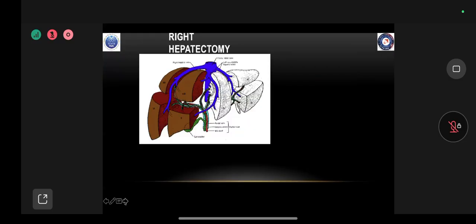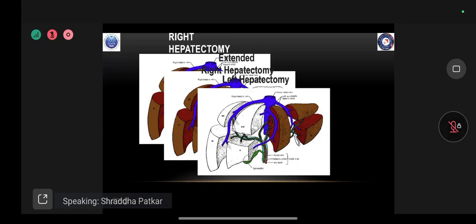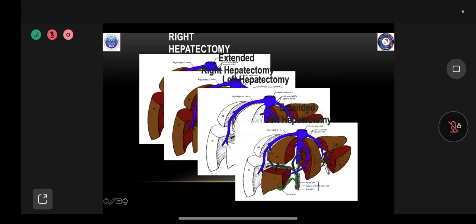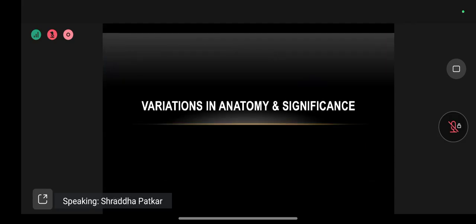So by this definition, as I said, right hepatectomy is removal of segments 5 to 8. A right extended is addition of segment 4. Left hepatectomy is 2, 3, 4. Addition of 5 and 8 makes it extended. And we also have something called a meso or median hepatectomy, or a central hepatectomy, in which you preserve the right and the left, and remove the central segments, that is segments 4, 5 and 8. This enables us to save a lot of parenchyma while removing the complete tumor oncologically.